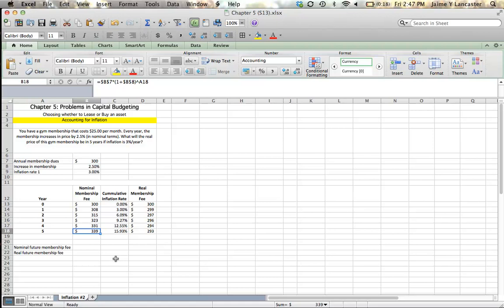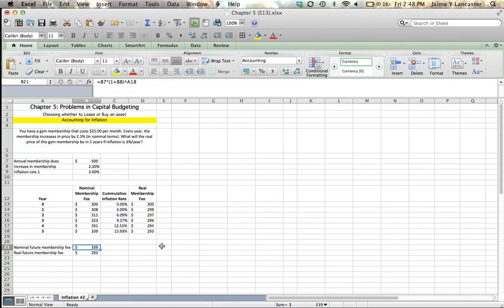We can do this in an easier way if you don't want to create the chart. You can do it by first calculating the nominal future membership fee. That is a quick jump start to get to this fifth period. So we say that it's equal to $300 because that's what it started with, but we use the compound interest formula. It's going to be 1 plus 2.5% raised to the fifth power, right? $339. And then we can say that in real terms, dividing by 1 plus the inflation rate raised to the fifth power, it's going to feel like $293. So I'm going to show you those two formulas.